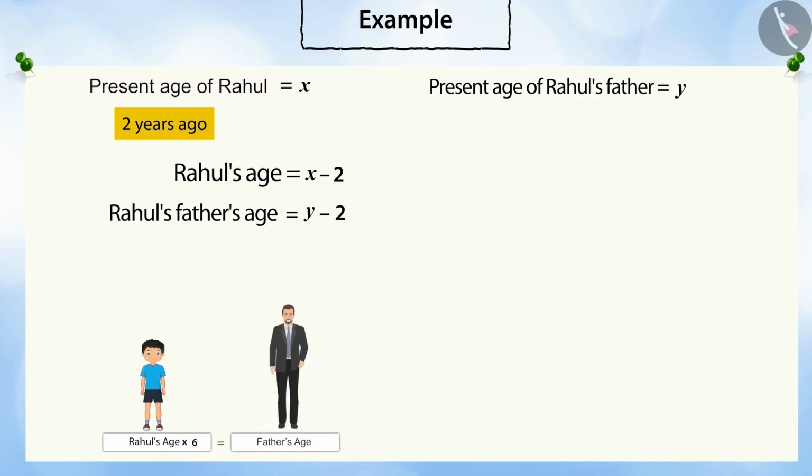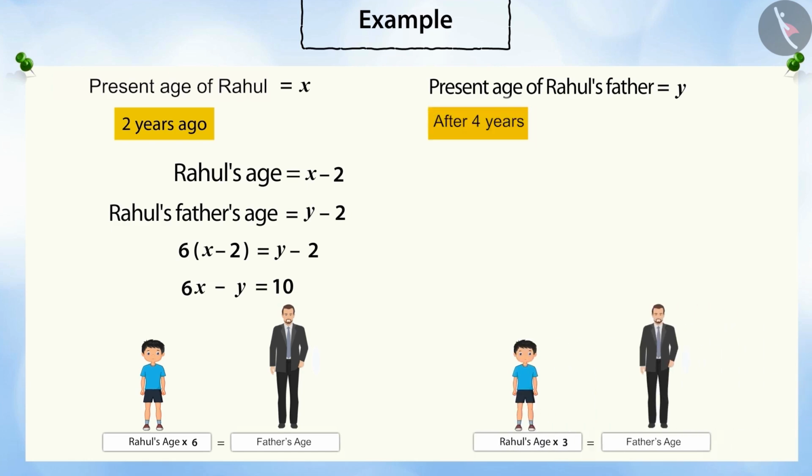2 years ago, father's age was 6 times that of Rahul's age. Therefore, if Rahul's age is multiplied by 6, both will be equal. That is, 6 multiplied by x minus 2 is equal to y minus 2. If we solve 6 times x minus 2 equals y minus 2, we get a linear equation of two variables, 6x minus y equals 10.